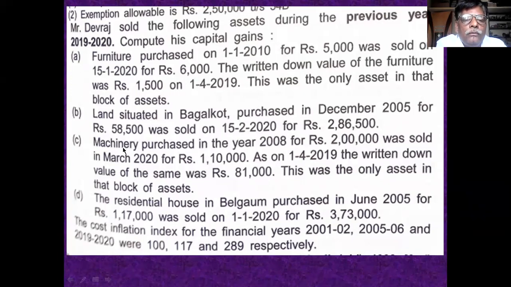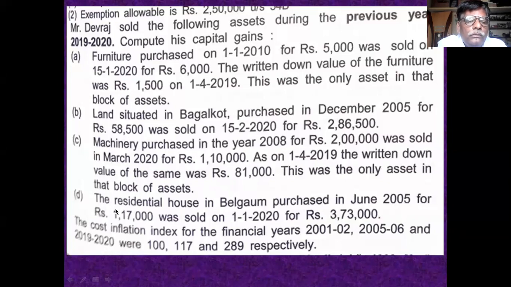B point is long term capital gain and capital asset. And C point, purchase machinery in the year 2008 for 2 lakh. Sold in March 2020. It is held for 12 years, but the written down value of the asset is given, therefore it is short term. Remember this. This is not a long term. If the written down value of asset is given in the problem, then you consider that asset as short term.